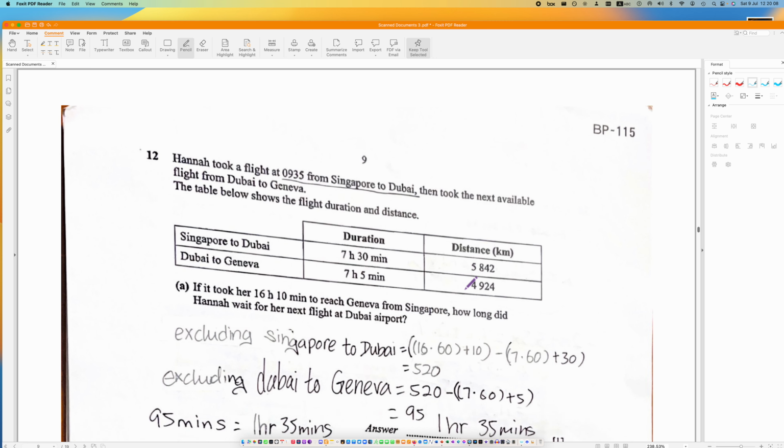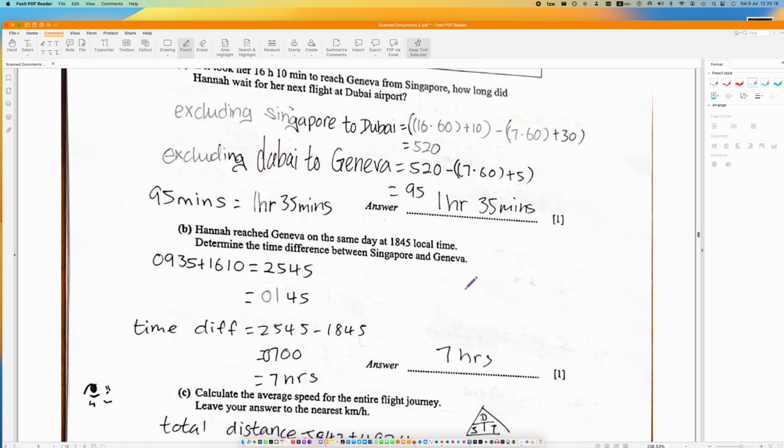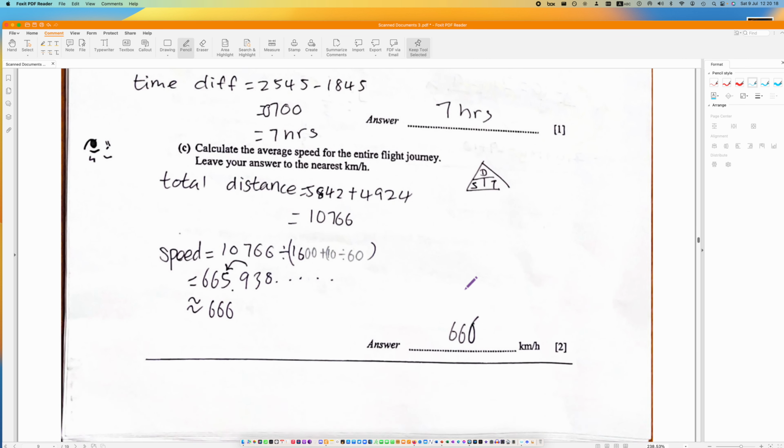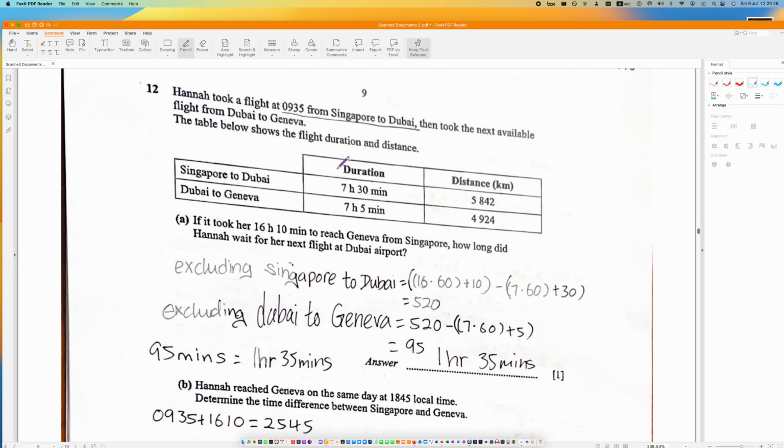This one is very simple, just hours and then time difference. And then of course use the distance divided by the time. So let me see. If it took her 16 hours to reach Singapore from Geneva, how long did it wait for her next flight at Dubai? So this one, 7 hours 5 minutes.